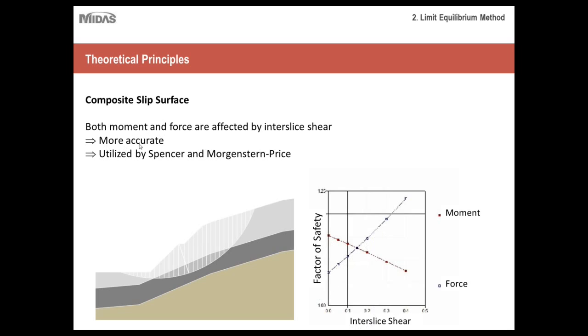So this is the most accurate, and this is the surface that's utilized by the Spencer and the Morgenstern-Price methods. To do the calculations for a composite slip surface such as this is lengthy and harder to do by hand. But if you're using one of those programs that we mentioned, it's really not an issue at all. So that was one of the big breakthroughs of numerical modeling in general, is that it made methods such as these much more accessible.